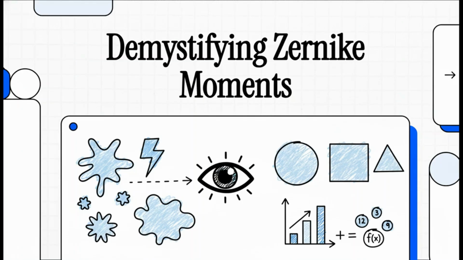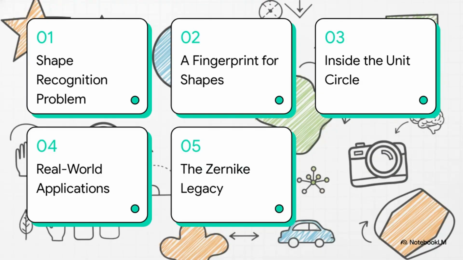Welcome to The Explainer. Today, we're diving into some pretty brilliant math, the kind that lets computers actually see and understand shapes. We're going to see how it turns a really complex visual puzzle into a set of simple, elegant numbers. So, here's our game plan.